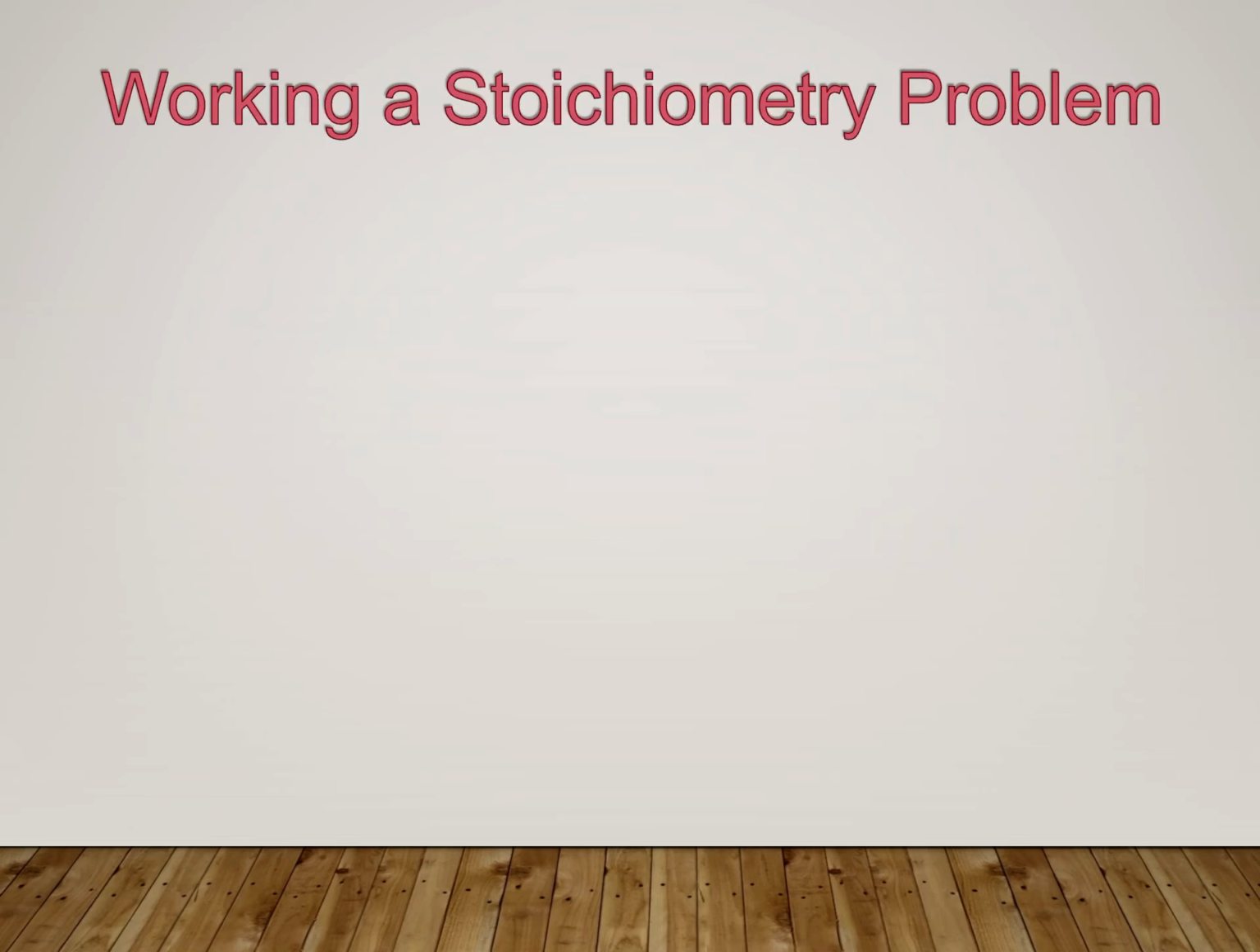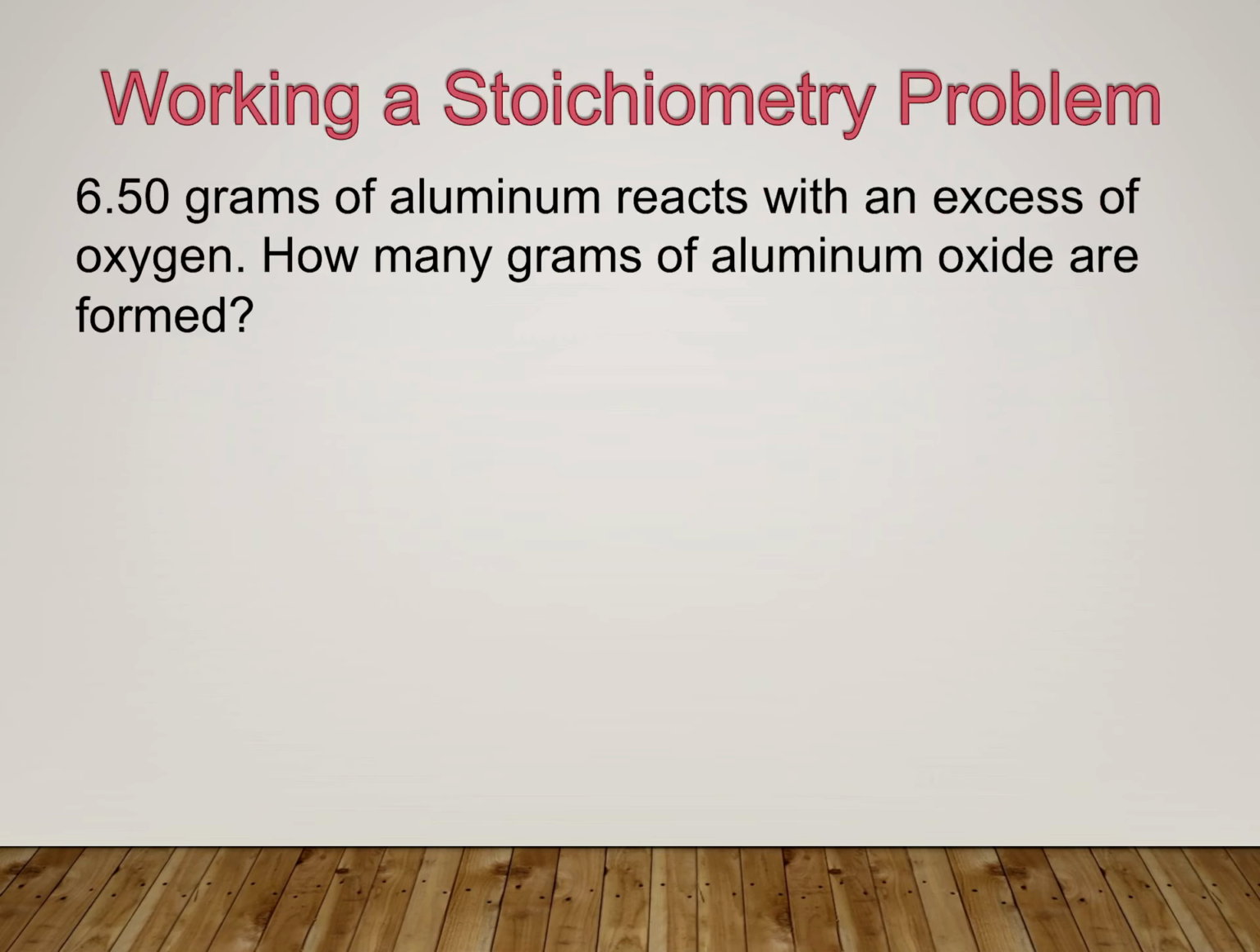So let's go ahead and do an example problem. If we have 6.50 grams of aluminum reacting with an excess of oxygen, how many grams of aluminum oxide are formed? So we would write our balanced chemical reaction. We have aluminum reacting with oxygen, and remember when oxygen is by itself, it always needs to have a 2 after it because it is a diatomic molecule.